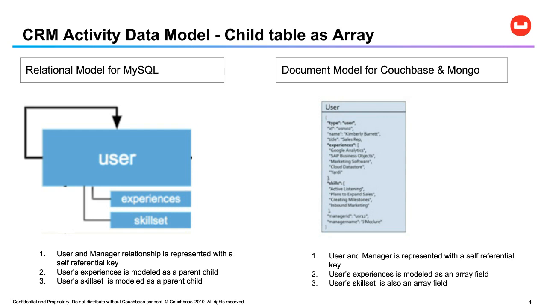The user and manager relationship is represented by a self-referential key, and the experience and skill set are modeled as a parent-child kind of table. Now on the right, which is the document model, as you can see, all of the information is embedded in a single document. The user and manager is also represented by a referential key. Of course, you do need to do a join lookup to find out who the manager of a person is. But the difference here is that instead of having a different document to represent the experience and skill set, all the information can be represented in an array within the document, which is another very powerful concept of the document model.